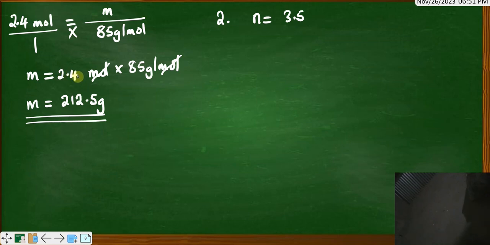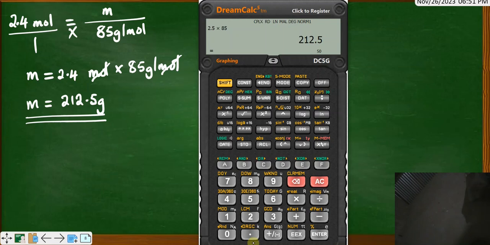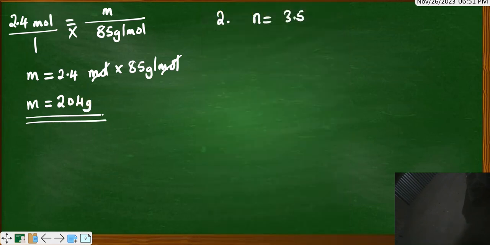Okay, so now let's find the correct answer. 2.4 times 85 which is 204. Okay, so the correct answer here is 204 grams. Good. So now we are on number 2, which is number of moles, 3.5 moles.